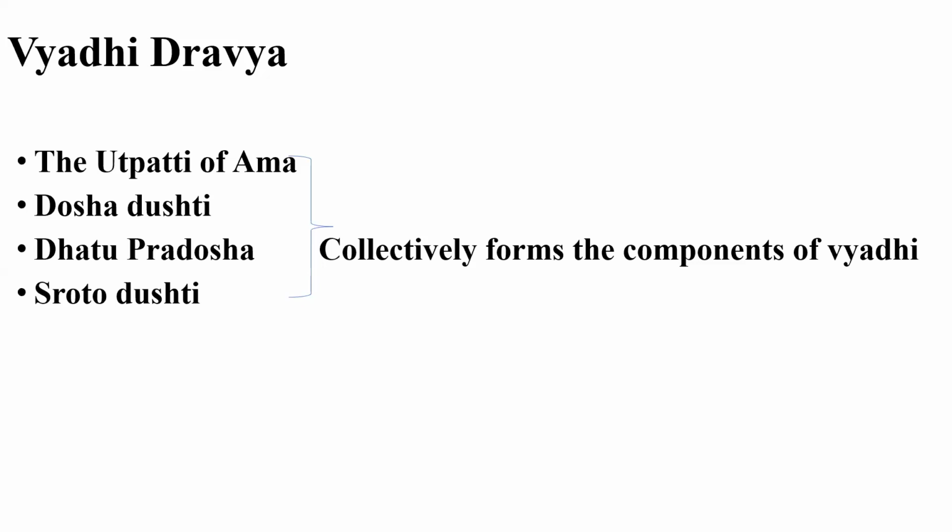All Vyadis of GIT, anything right from simple Aruchi to the complicated form of Udara, have 4 components in the disease: the Ama, the Dushta dosha, the Pradushita dhatu, as well as the Srotodushti. So while you give chikitsa to the patient, you have to treat Ama, dissociate Ama from Dushta dosha, cleanse and revitalize the dhatus, and correct the Srotodushti.